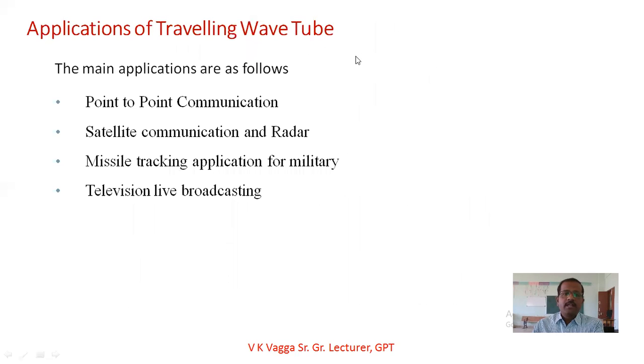And if you take the applications of the traveling wave tube, it is mainly used for point-to-point communication. An example is the phone. It is also used in satellite communication and the radar. It is also used in missile tracking applications for military applications. It is also used in television, for broadcasting purposes. All these are the applications of the traveling wave tube.